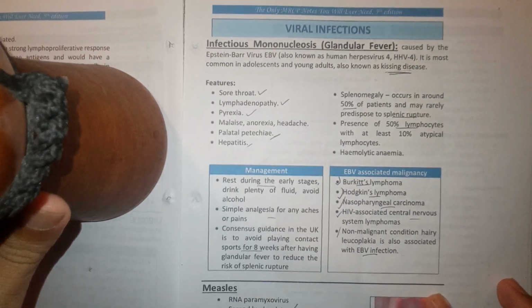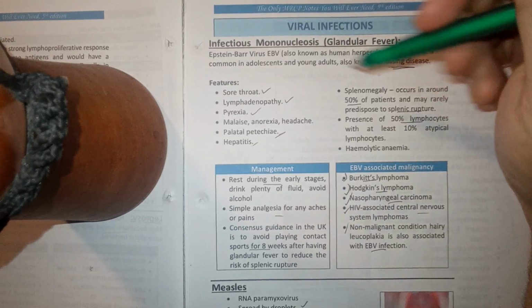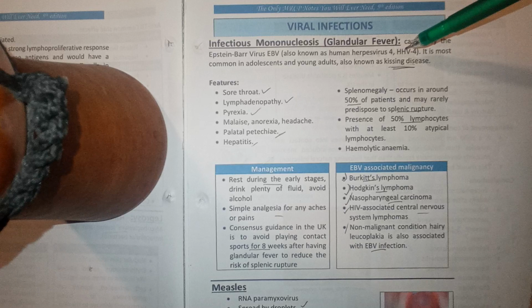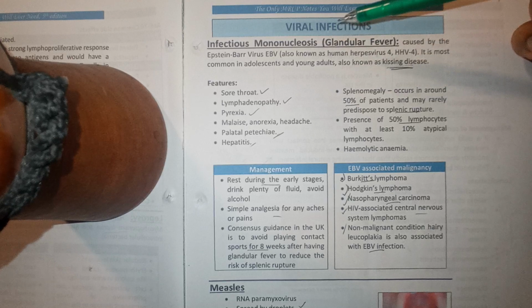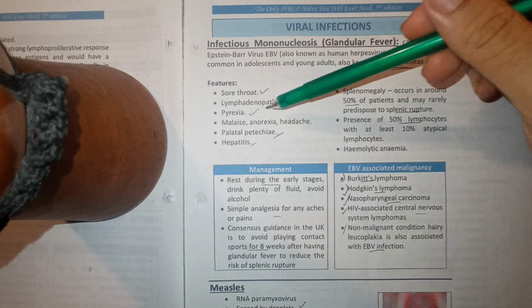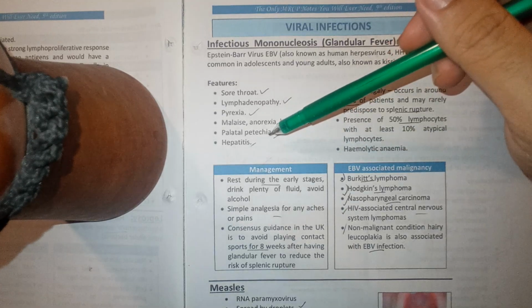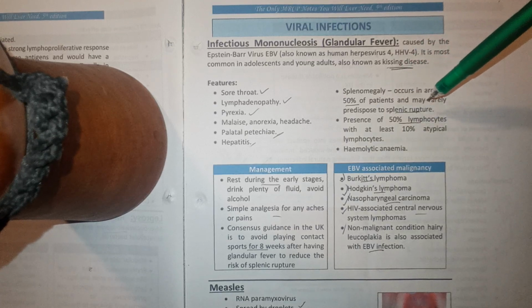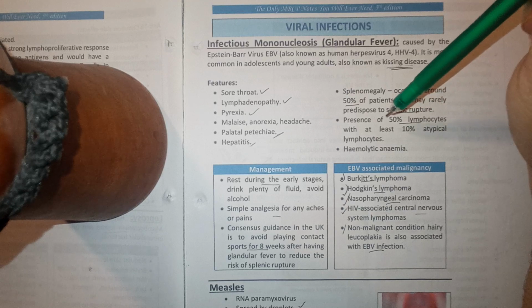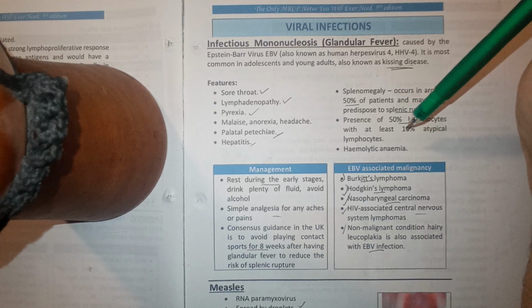Okay, moving towards the viral infections. First thing that comes is infectious mononucleosis, also called the kissing disease, caused by the Epstein-Barr virus, also known as human herpes virus 4, HHV4. It's most common in adolescents and young adults. Features include sore throat, lymphadenopathy, pyrexia, malaise, anorexia, headache, palatal petechiae, hepatitis. Splenomegaly may occur in around 50% of patients and may rarely predispose to splenic rupture. There is 50% lymphocytes with at least 10% atypical lymphocytes. Hemolytic anemia can also be there.